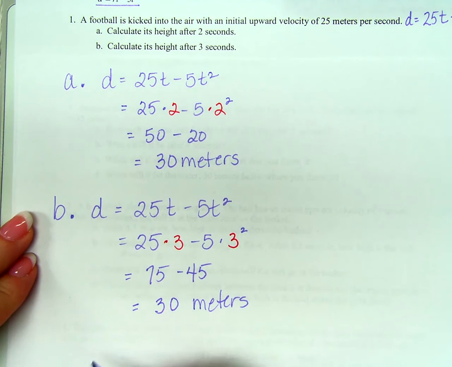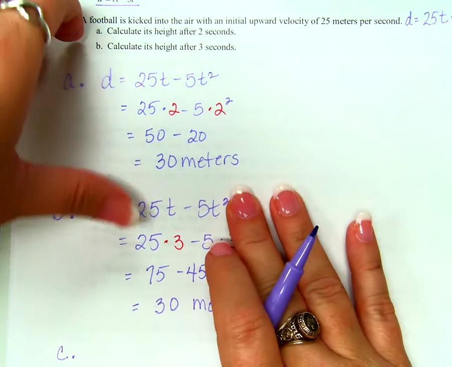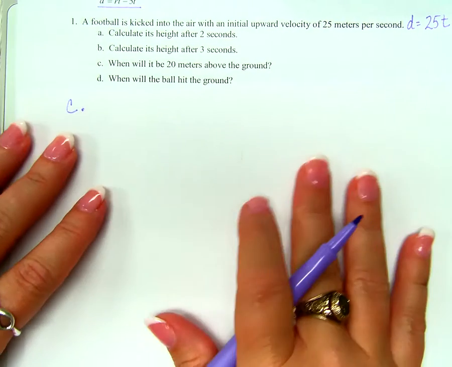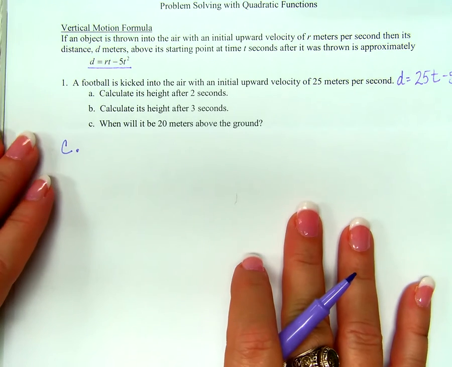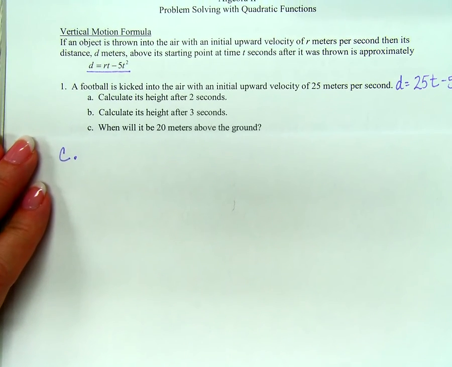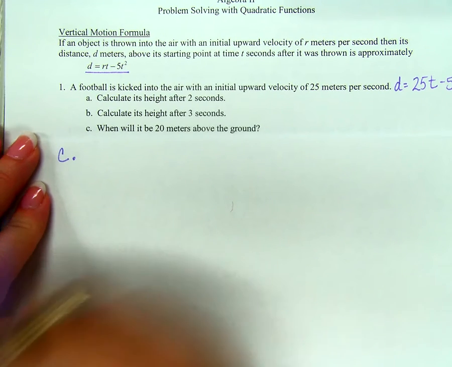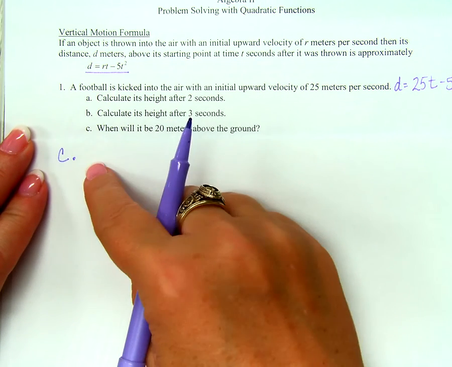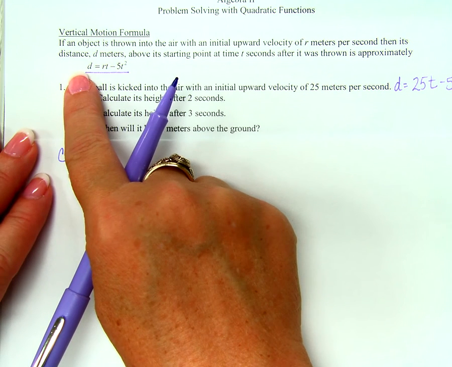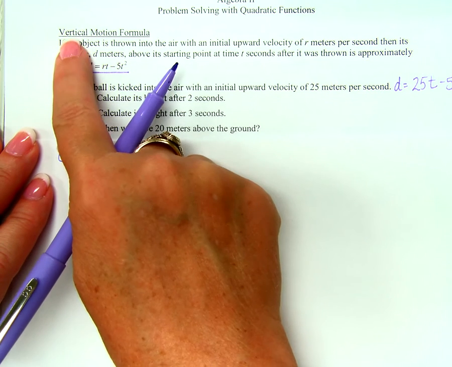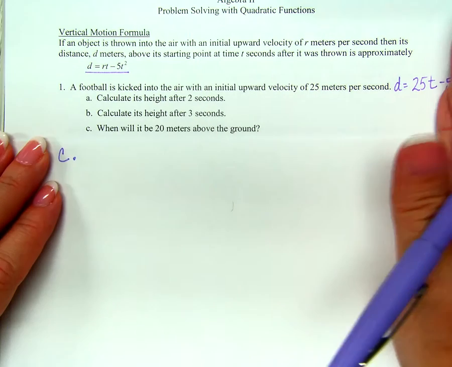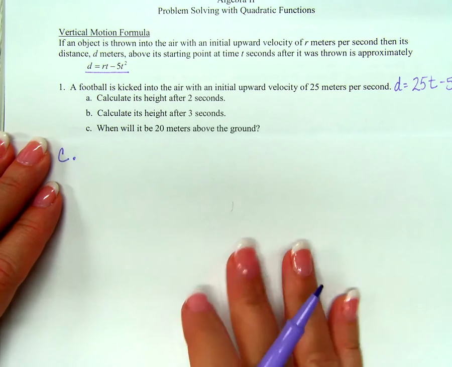So, part C. I'm going to fold my paper so we can get it back up there. Part C. When will it be 20 meters above the ground? So you want to put 20 in for D? Why, when we're talking about 20 meters above the ground, why do you want to put that in for D? Yeah, because it's called the vertical motion formula. We're not talking about how far it's being kicked. We're talking about how high above the ground it's going, right?